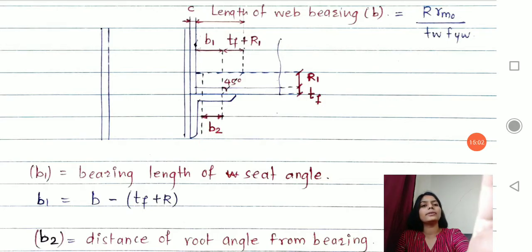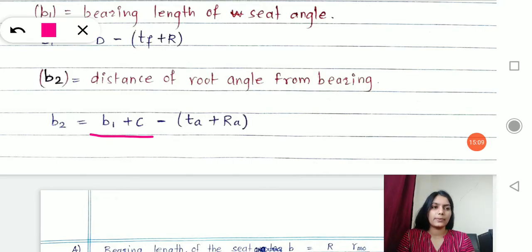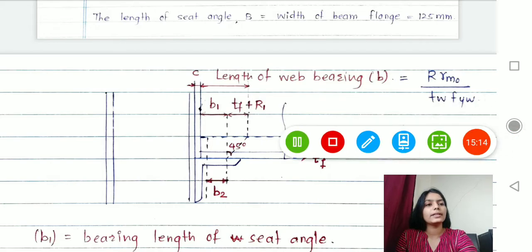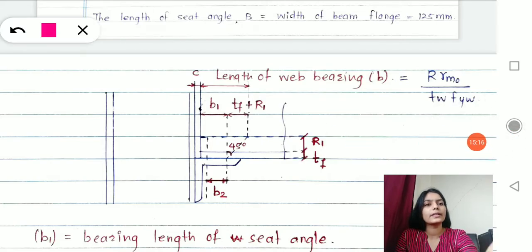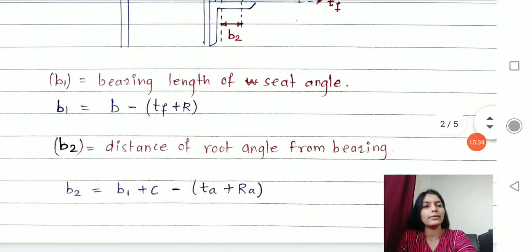And B2, how will we calculate? For that you have a formula, B1 plus C. Now what is C over here? Come to the figure again. In this figure you can see that the C value is the clearance you have provided between the beam and the flange of your I section or the flange of your column section. That clearance provided between column and beam is called C, and I am taking that into the calculation.